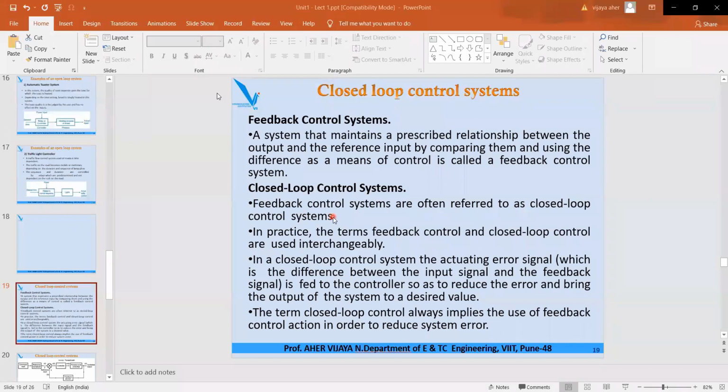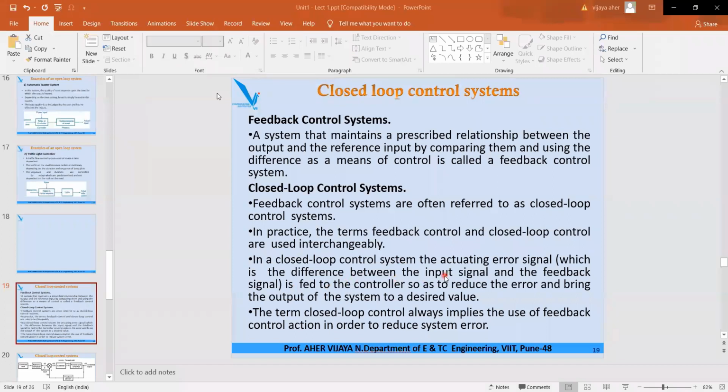FCS, feedback control system, instead of control systems. Right now your course title is control system. Initially in the old syllabus the name was feedback control system. In practice, the terms feedback control and closed loop control are used interchangeably, but they are one and the same.